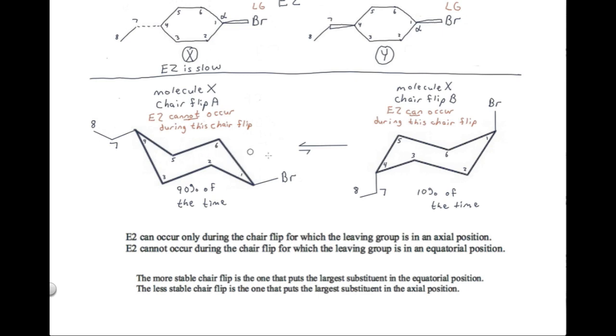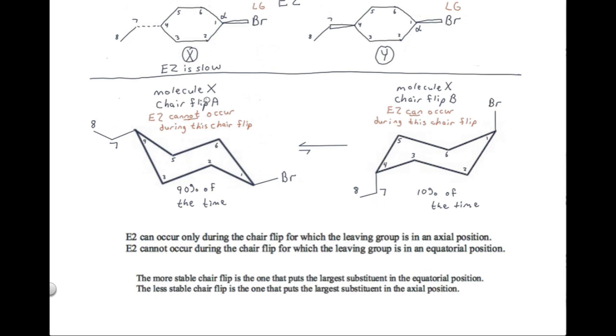So remember that molecule X will be continually changing back and forth between these two conformations. Sometimes molecule X will look like this, and then sometimes it'll flip and look like this, and then sometimes it'll flip back and look like this. It'll keep flipping back and forth. But let's say that molecule X will spend about 90% of its time in chair flip A, and only about 10% of its time in chair flip B. Well, during this 90% of the time, E2 will not be able to occur. And only during this 10% of the time will it be possible for E2 to occur. That shows us that E2 will occur pretty slowly.